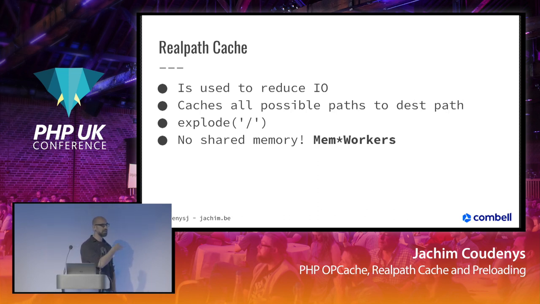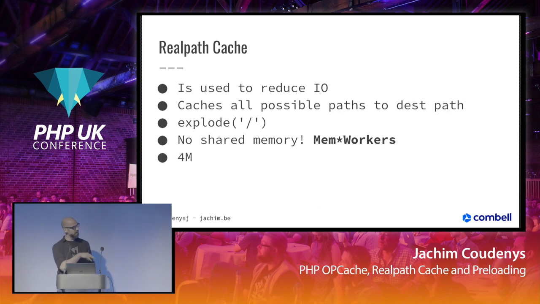So remember the shared memory I talked about. The shared memory is located in the parent process and the master process, but Realpath cache is not stored in shared memory. It's stored in the process memory. So this means that every time a child starts, it has to rebuild the whole Realpath cache, which isn't that bad. But if you see a lot of problems with cold starts of the process, you just want to have at least one process always running, so the Realpath cache isn't cleared.